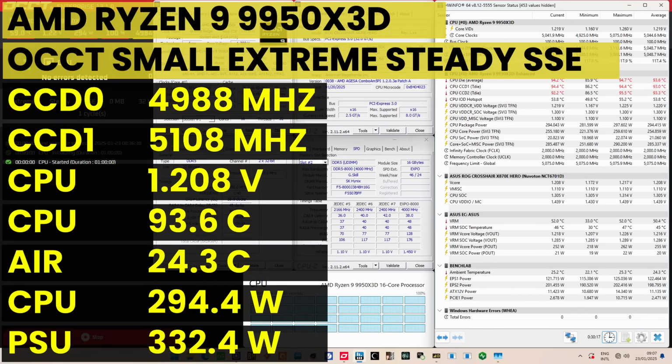When running the OCCT CPU SSE stability test, the average CPU CCD0 effective clock is 4988 MHz, and CCD1 effective clock is 5108 MHz with 1.208 volts. The average CPU temperature is 93.6 degrees Celsius. The average CPU package power is 294.4 watts.